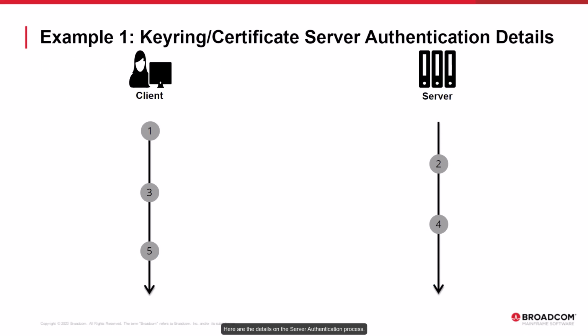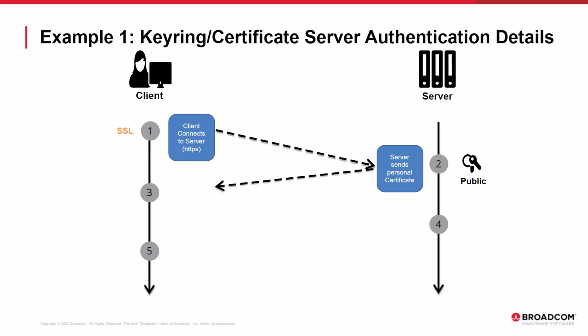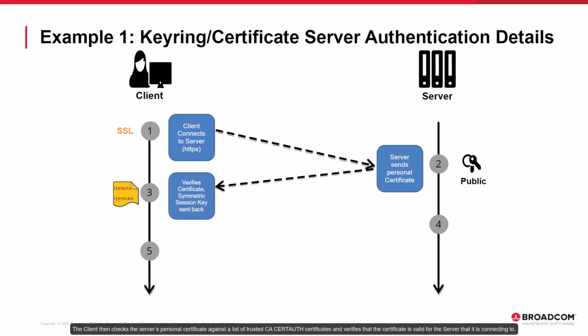Here are the details on the server authentication process. First, the client connects to a server that is secured with SSL, HTTPS, and the client requests that the server identify itself. Next, the server sends a copy of its personal certificate, including the server's public key. The client then checks the server's personal certificate against a list of trusted CA certificates and verifies that the certificate is valid for the server that it is connecting to.